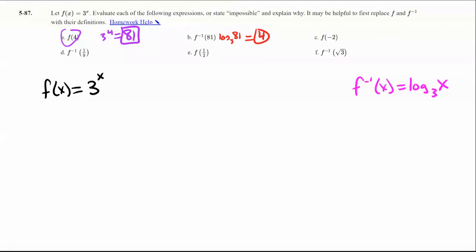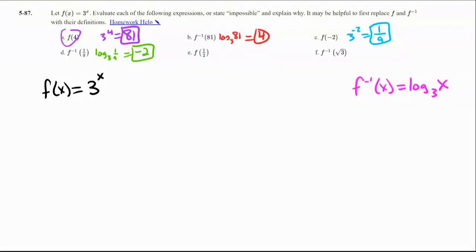Now f of negative 2, so we're saying 3 to the power of negative 2, which is just 1 over 3 squared, or 1 over 9. Then the inverse of 1 over 9 is going to be log base 3 of 1/9. And I'm hoping you see the pattern here, because 3 to the power of what is 1/9? Well, that would be negative 2.